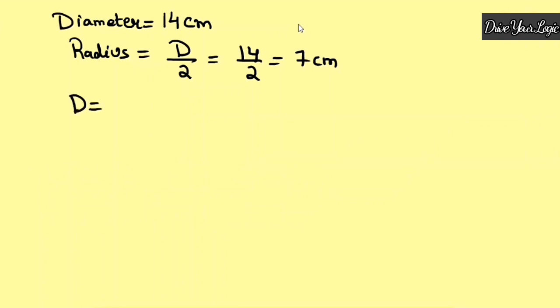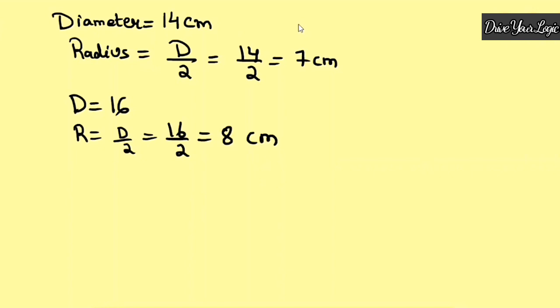D equals, for example, 16. So what is our radius? D divided by 2, that is 16 divided by 2, which equals 8 centimeter. So in this way, we are going to find our radius and diameter.